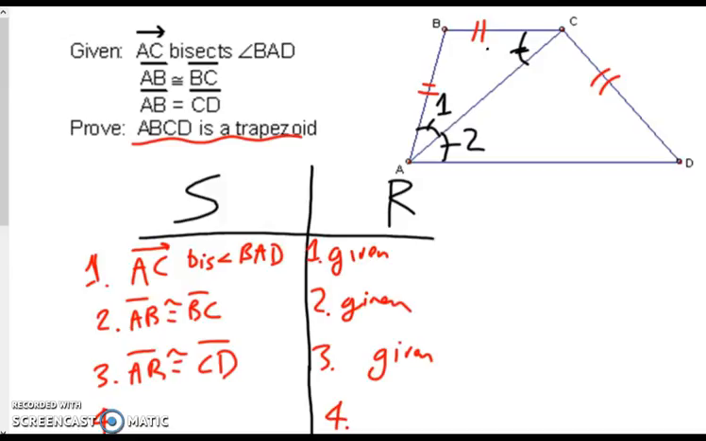So let's call that angle 3. That's the same as angle 1. And since 1's the same as 2, that means 3 and 2 are the same. And then if you look at your picture real quick, 3 and 2 being congruent, since they're alternate interior angles, makes BC parallel to AD.